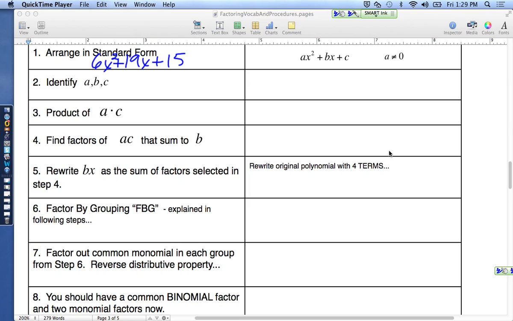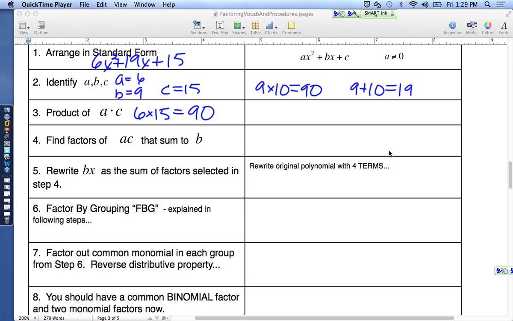That's the first thing. Identify the pieces. A is 6, B is 19, C is 15. Find the product of AC, which means I'm going to multiply 6 times 15, and that gives me 90. I now need factors of 90 that sum to give me 19. Well, 9 times 10 is 90, and 9 plus 10 is 19.